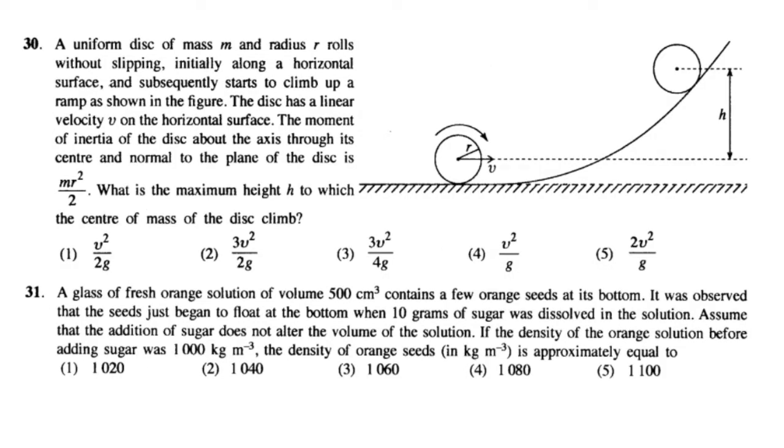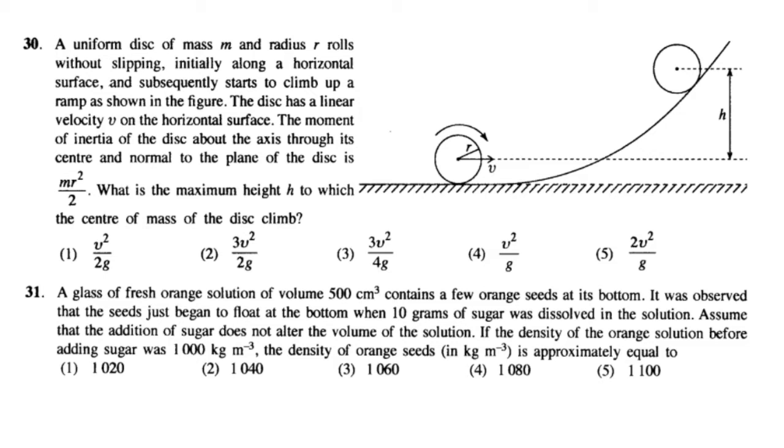Question number 30. A uniform disc rolls without slipping along a horizontal surface and subsequently starts to climb up a ramp as shown in the figure. They are asking for the maximum height to which the center of mass of the disc climbs. Now, when it's rolling on the horizontal surface, it moves forward, so it has two kinetic energies.